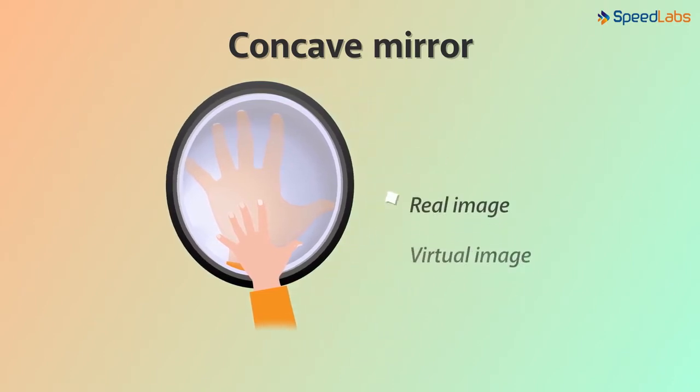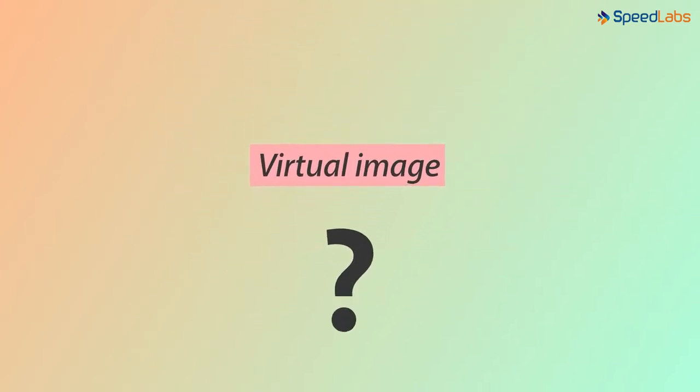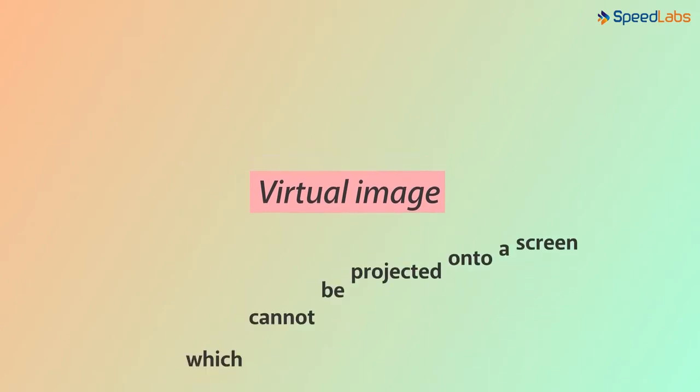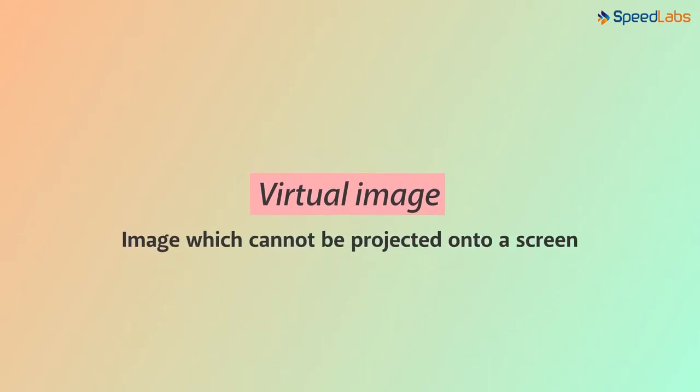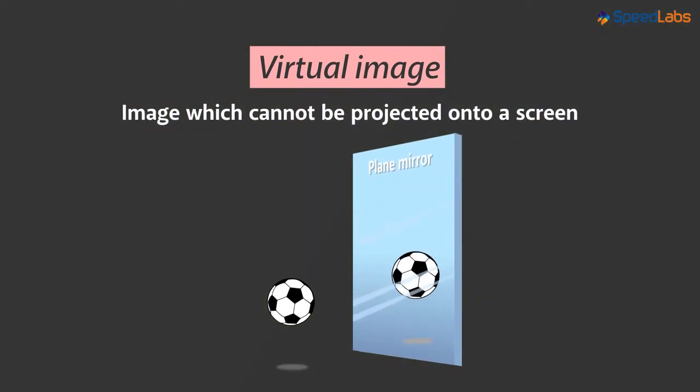Concave mirror forms both real and virtual images. The formation of any type of image depends on how far the object is kept from the mirror. But first, what are real and virtual images? We already are familiar with what a virtual image is. Do you remember its definition? A virtual image is an image which cannot be projected onto a screen. Image formed by a plane mirror is an example of a virtual image.